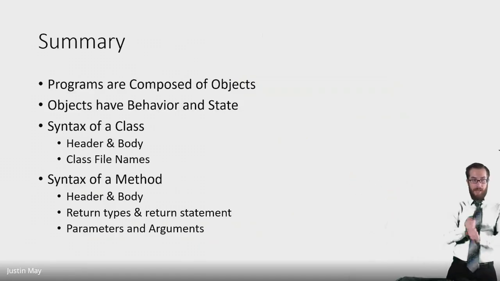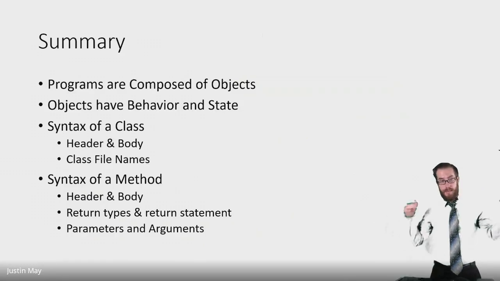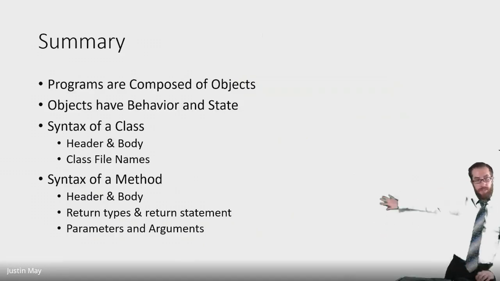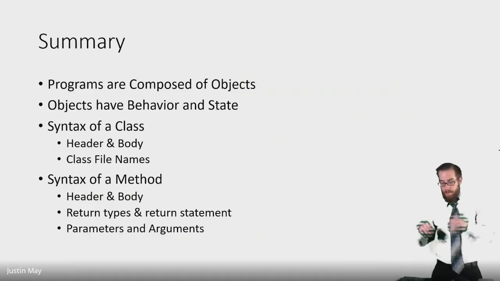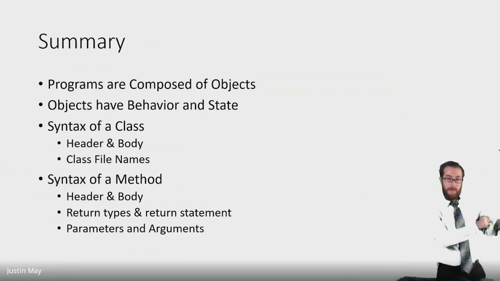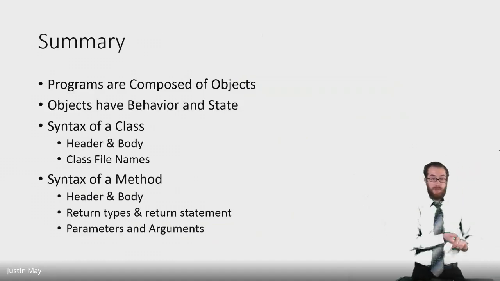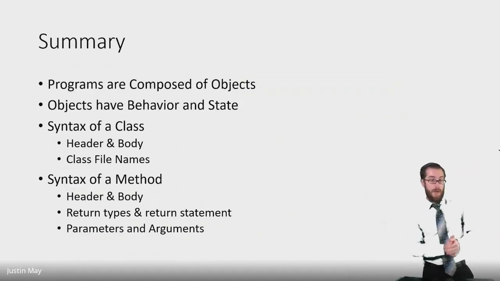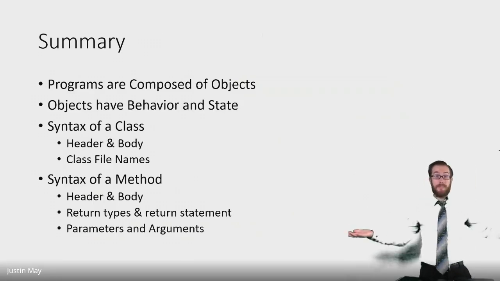The syntax of a class. So you've got your class header, public class, name of class. The file is named after the class, so the class name and the file name have to match. And we talked about the syntax of a method. Methods have a header and a body: public, return type, name of method, parentheses with parameters inside the parentheses. Return types and the return statement. So if your method returns an int, you have to return an int. If it returns a double, you have to return a double. And your parameters and your arguments. We talked about all of that. And that is computer science.